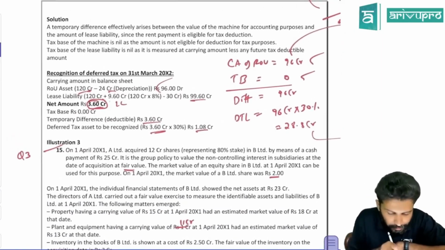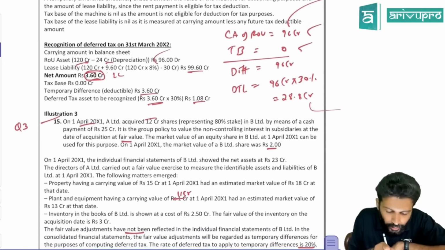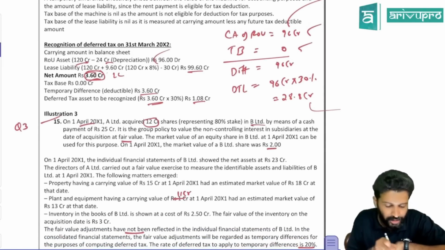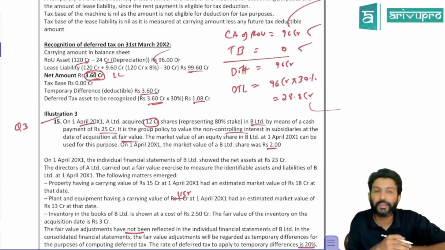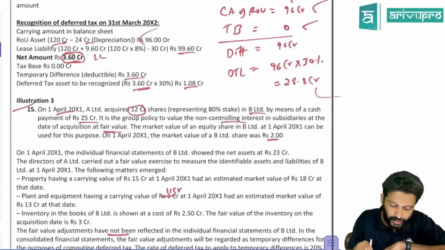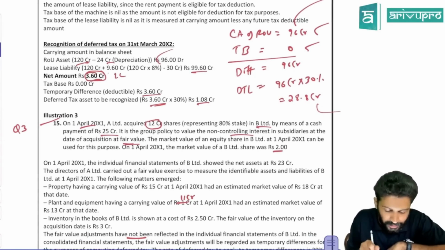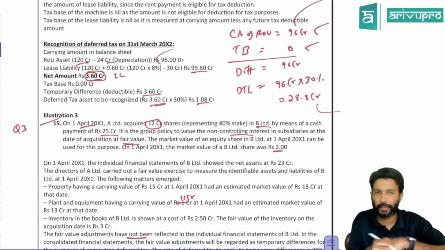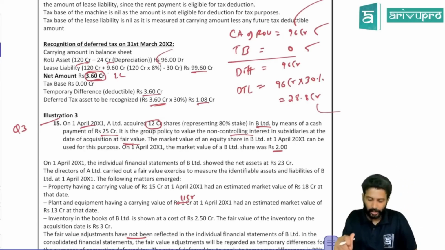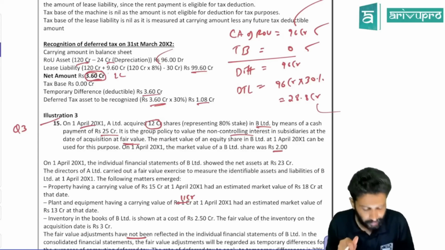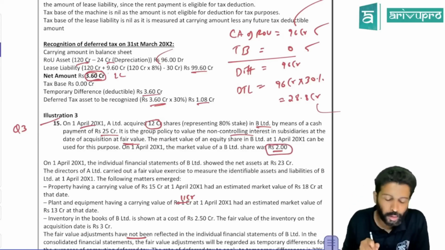Okay, next, on 1st April 20x1, A acquired 12 crore shares in B Limited by the means of cash payment of 25 crores. So that is your PC. It is a group policy to value NCI in subsidiary on the date of acquisition at fair value. So NCI under fair value method. Market value of equity shares of B Limited, subsidiary company, can be used for this purpose. We need NCI valuation, no? Fair valuation. So they're saying use market value of the shares. And market value of B ka share is given to be 2 rupees.